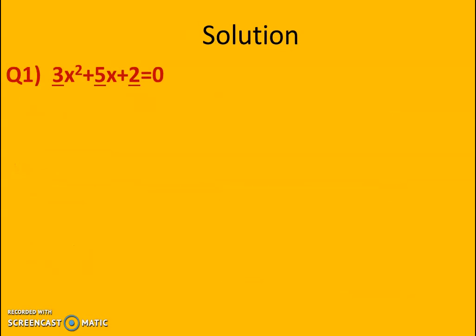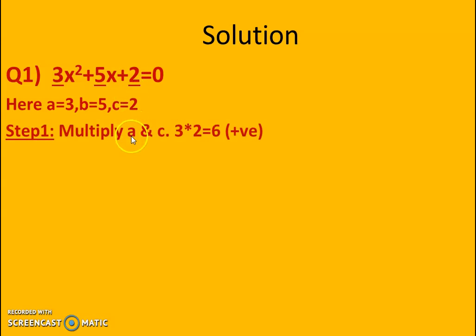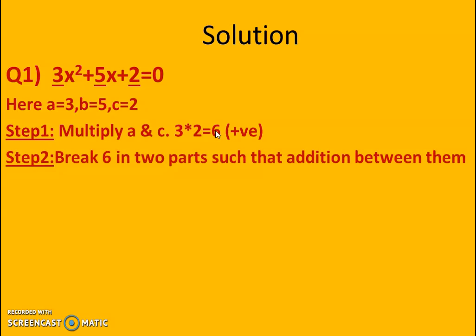So we will solve this particular equation, 3x square plus 5x plus 2. Here the coefficient of x square is 3, the coefficient of x is 5, and the constant term is 2. So we can write the value of a is 3, b is 5, and c is 2. Now the very first step we need to follow is to multiply a and c. When we multiply 3 and 2, we get 6, and this is a positive number. So when we get a positive number, we need to break this value into two parts such that the addition of those two parts must be equal to the coefficient of x, and that is 5.